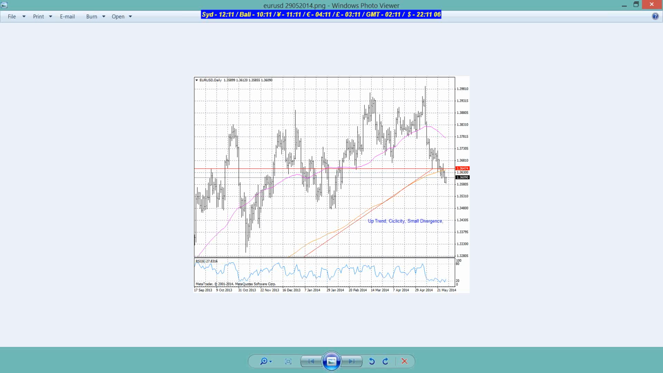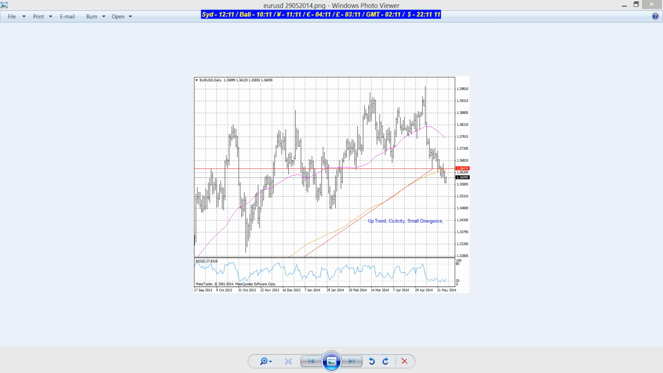Euro US, what was this one? Technia scored this.